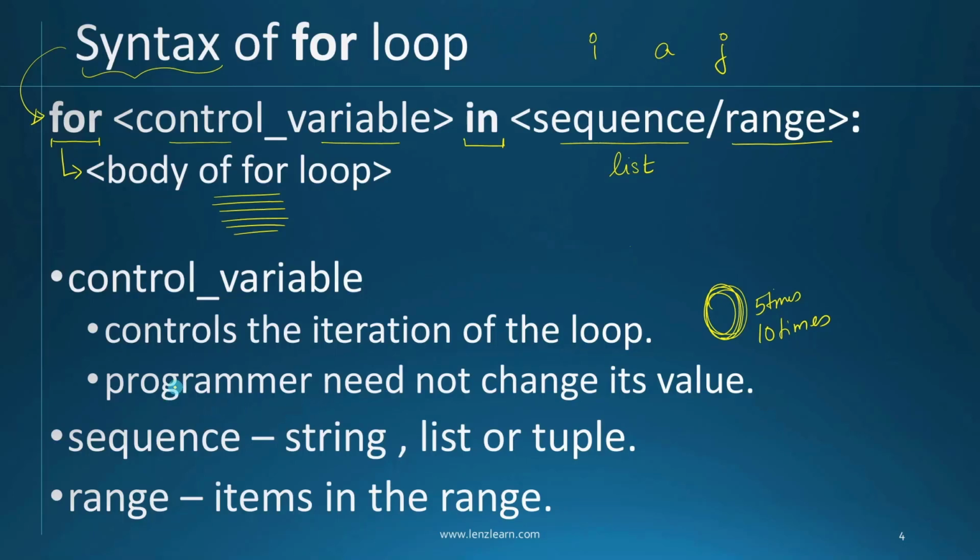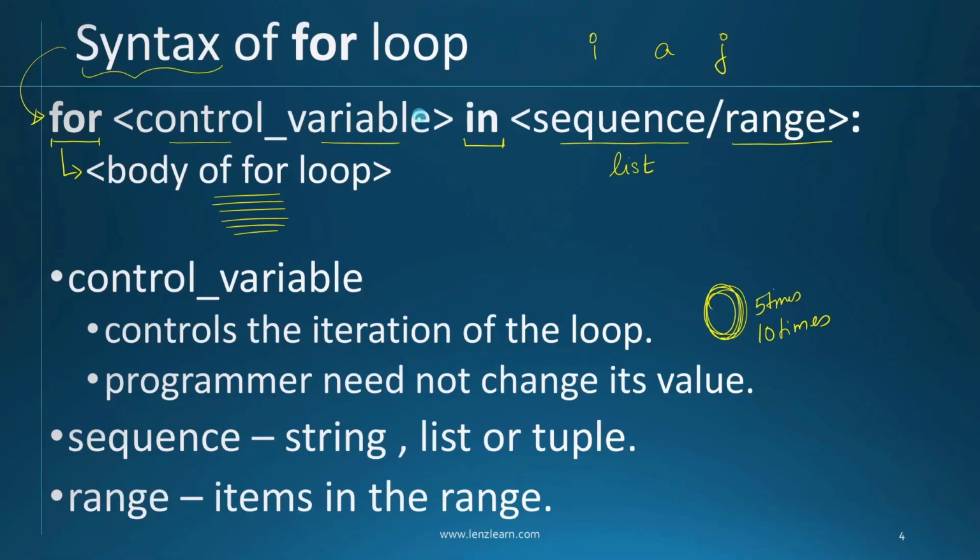If you are using a for loop, the programmer, which is you, need not change the value of the control variable. It will automatically happen as the program proceeds. But in the next control structure that we are going to study, which is while, the programmer has to change the value by himself or herself. So that's the difference between for and while. In for, you don't have to change the value of the control variable.